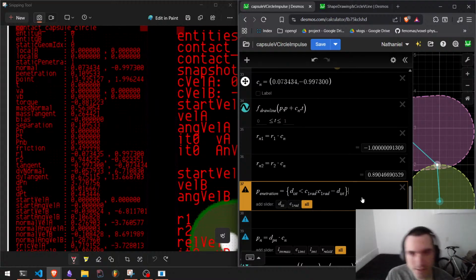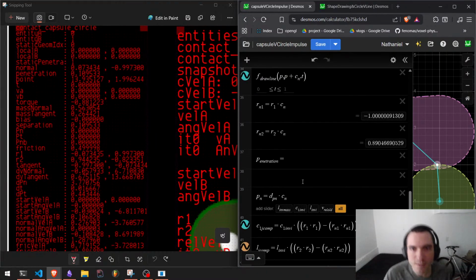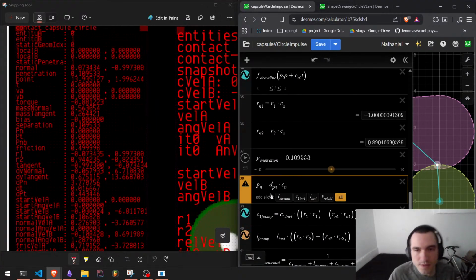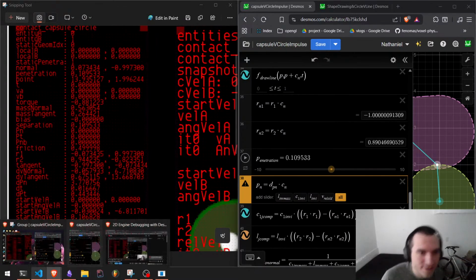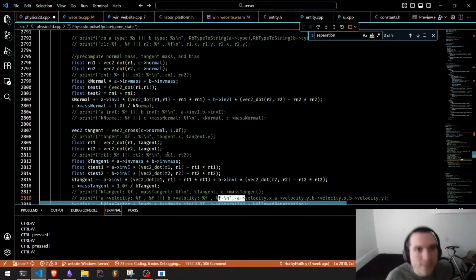Penetration. I'll just hard code that to separation. PN. That's something to do with the penetration normal, the impulse normal. I think that's the impulse normal. That's something to do with down here.